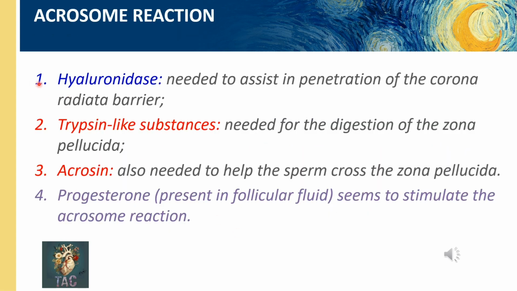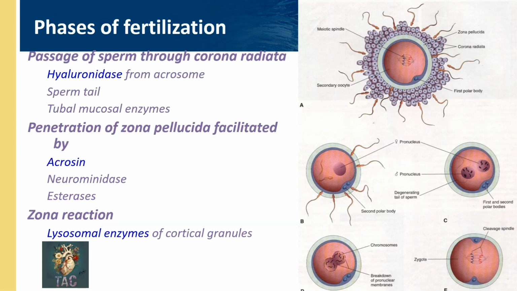The different enzymes released during the acrosome reaction are hyaluronidase, trypsin, acrosin, and progesterone-like substances. Hyaluronidase is needed to assist in penetration of the corona radiata barrier. The trypsin-like substance is needed for digestion of the zona pellucida, and acrosin also helps the sperm across the zona pellucida. The progesterone, which is present in follicular fluid, seems to stimulate the acrosomal reaction.